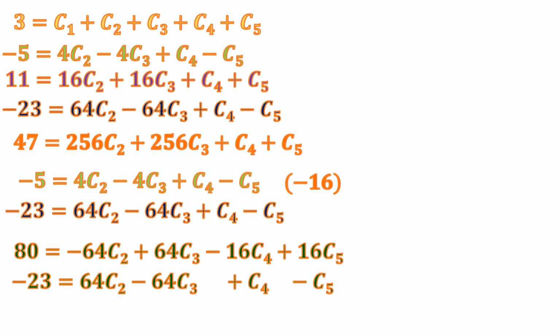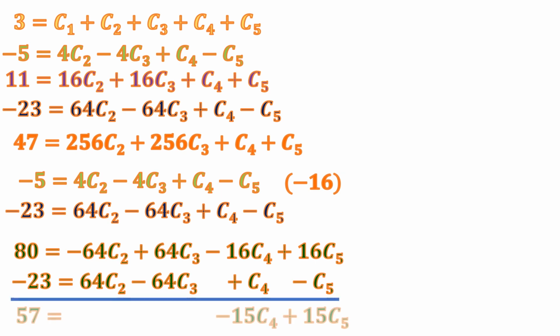And then let's combine. So the c2 and c3 will be gone. So 80 minus 23 is 57. Negative 16 plus 1 is negative 15, so it's negative 15c4. Also 16 minus 1 is 15, so it's 15c5. So this is another equation that we have come up with. Although we haven't gotten the value of a constant yet, at least we are getting fewer and fewer variables in an equation. It's only c4 and c5.